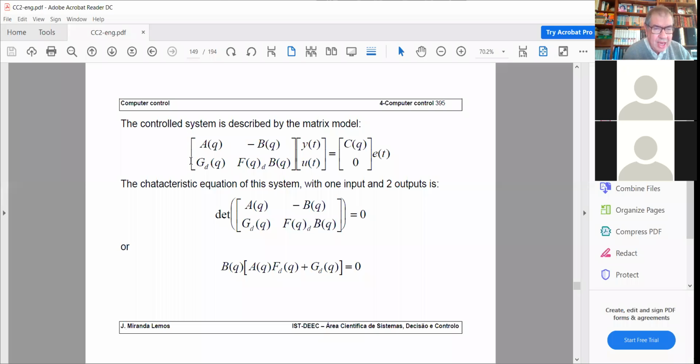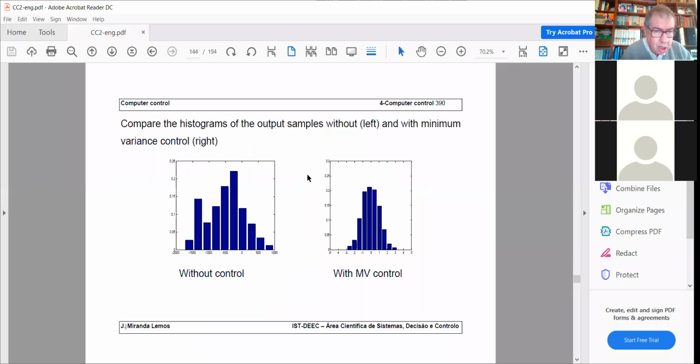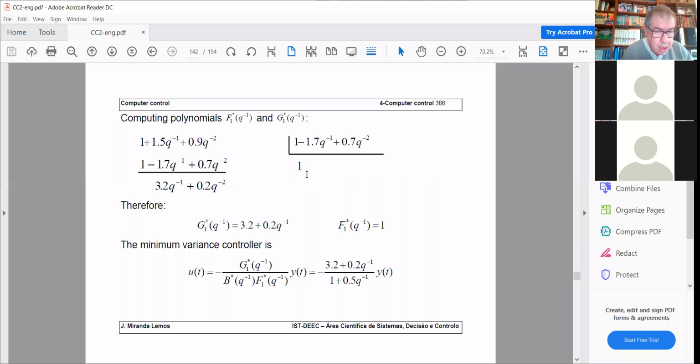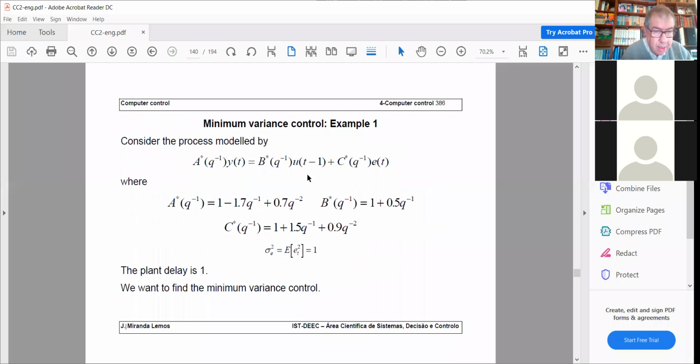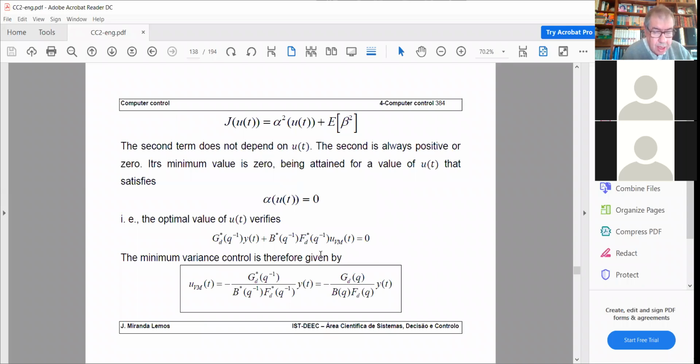Now, on the second line, I write the equation of the controller, the minimum variance controller. Remember that the minimum variance controller could be written in this way: u equal to minus G divided by BF. So you multiply BF by u and G by y, and then you have this minus. You can write u plus this stuff equal to 0.